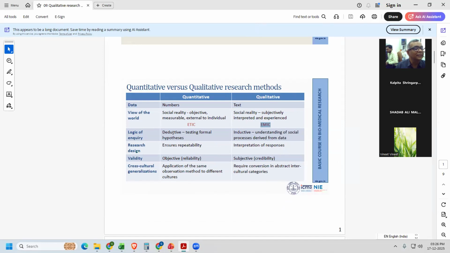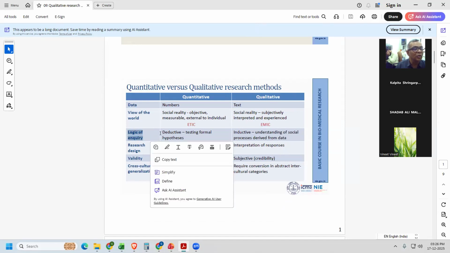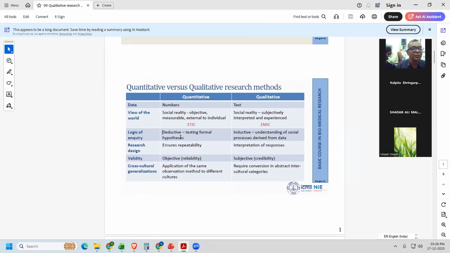Then if we look at the logic of inquiry, here the logic of inquiry is deductive, testing a formal hypothesis. While here, it is inductive, understanding a social process from the data. Here, research ensures repeatability. I can repeat it if you send me a questionnaire, a study of perception regarding the benefit of this session for BCBR review, so that I can ensure repeatability and perform it for other training also. While here, interpretation of responses is subject to research design. So this is the difference.